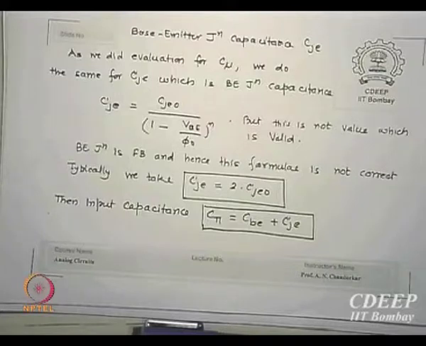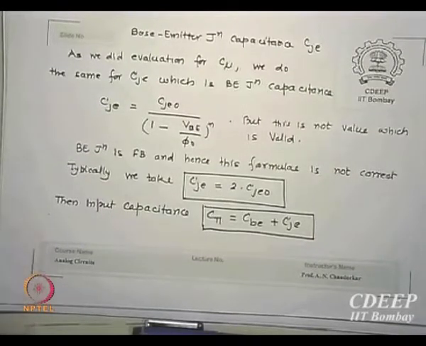Is that correct? So what will specify you? CJ0. But when you write CJE, you should multiply it by 2. Okay, that's another value. So what is the input capacitance now you have?